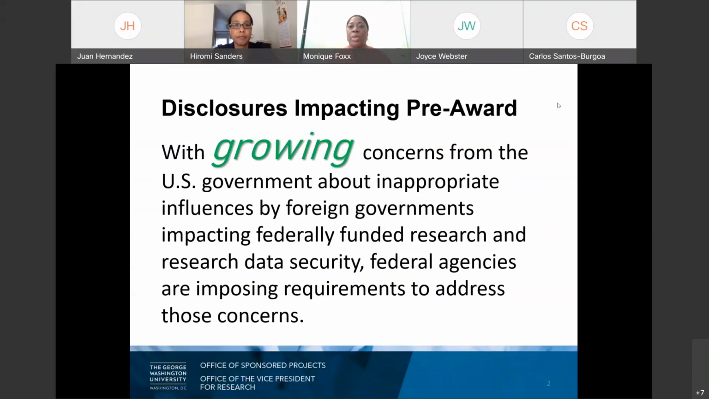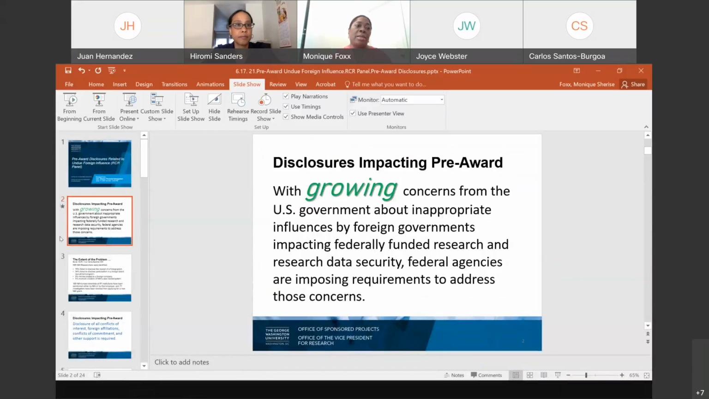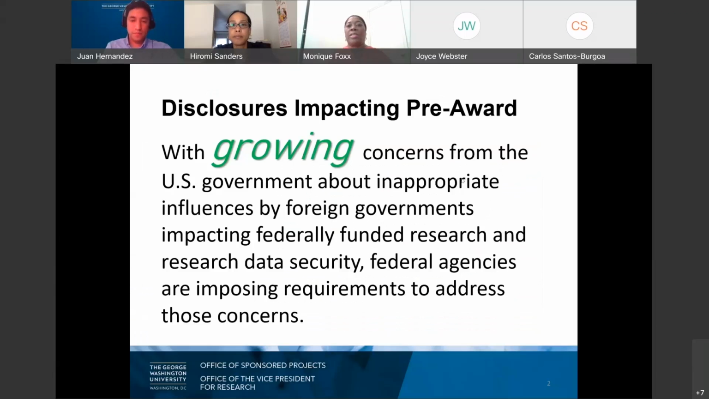So as we talked about, we know that there is a growing concern in the US about undue foreign influence. You've heard that phrase used a lot. And we did describe that we're really looking at the activity. That's where the monitoring, the analysis, where the checks and balances, where the controls will be put in place, the activity of our GW community and who we are doing that activity with.